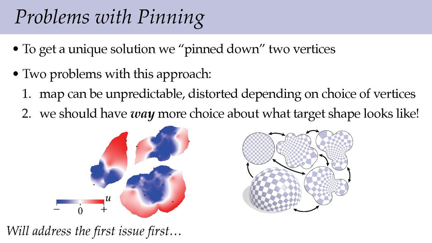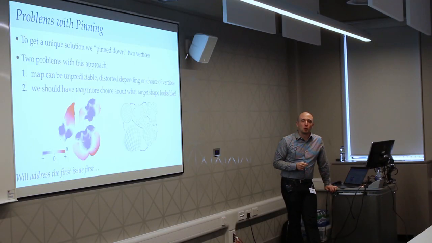In principle, it shouldn't matter which 2 points you pick and where you pin them. You should always get the same map up to rotation, translation, and scale. If you do this in practice, whoa, you get totally crazy different maps depending on which pair of vertices you pick. Huh? Well, the reason is because numerics aren't perfect. Numerical solvers are not perfect. And this ends up being a very, very unstable way of saying which map you want. That's problem number one. But that's not a deep problem. You can solve that with better numerical tricks.